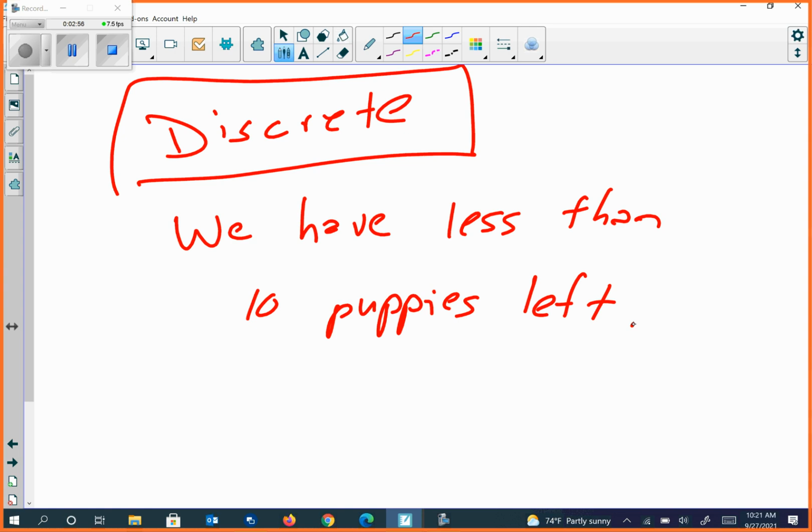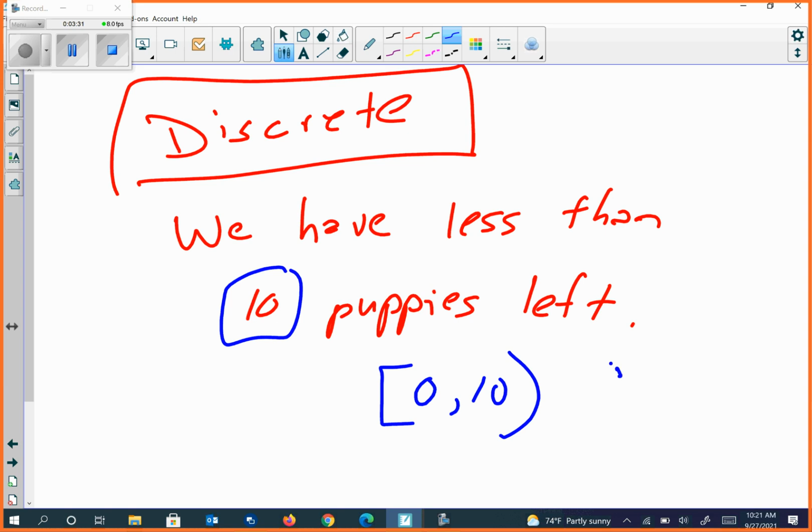We have less than 10 puppies left. So do we have 10 puppies? No. But we're going to use the 10. How many puppies can we go down to? 0. Okay, can we get to 0 puppies? But we have less than 10 puppies left. So that's our interval notation. This is discrete because we have something that we're counting. We have 1 puppy, 2 puppy.